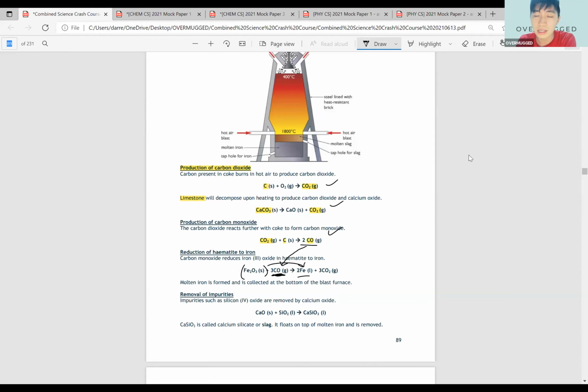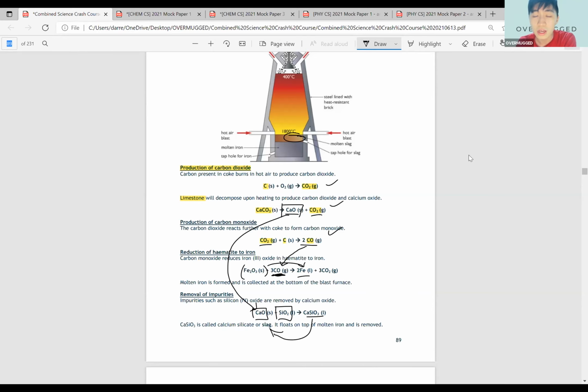Okay. Lastly, take note, once you decompose, yes, the carbon dioxide is used, but there is still this weird guy, this calcium oxide. What's his role? His role comes in the form of getting rid of your impurity, which exists in the form of silicon oxide. So when these two react, you form slag, okay? So slag is a compound that you want to get rid of, that lies above your iron itself, okay?